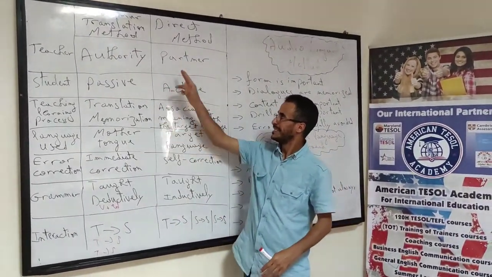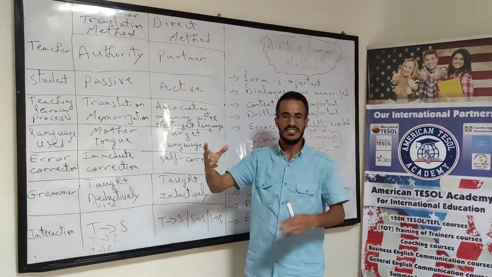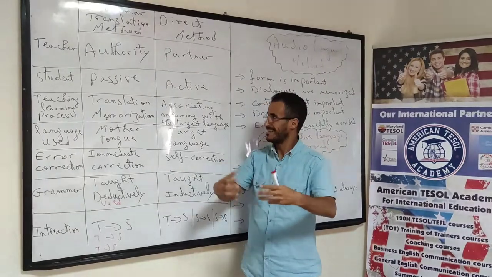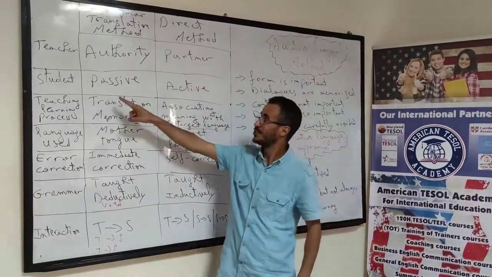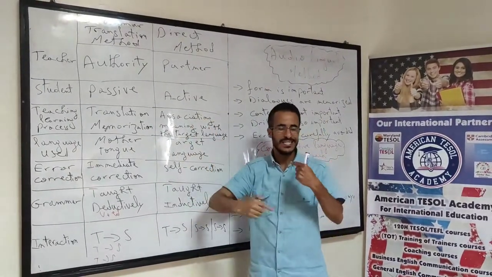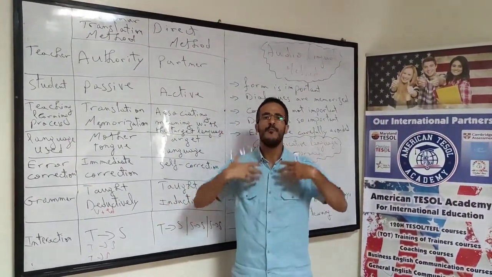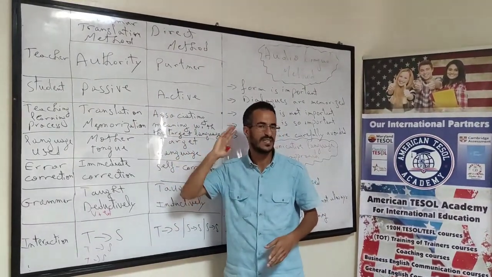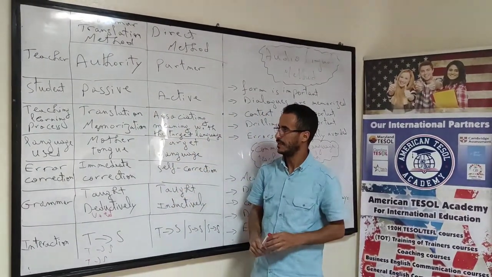Look here, the teacher is a partner, the teacher is a friend, so together they work in the classroom. Now, the student is very interesting: the student is active, the student participates more and more, but for grammar translation, the student is a consumer and a listener.